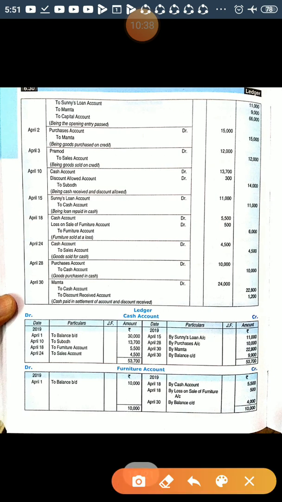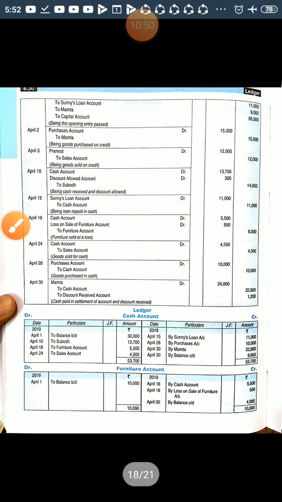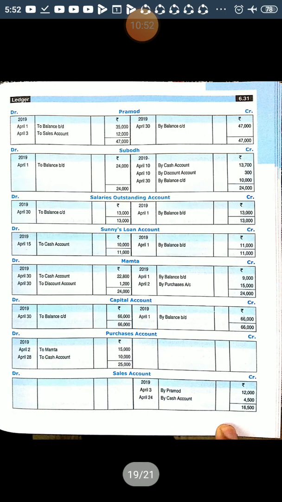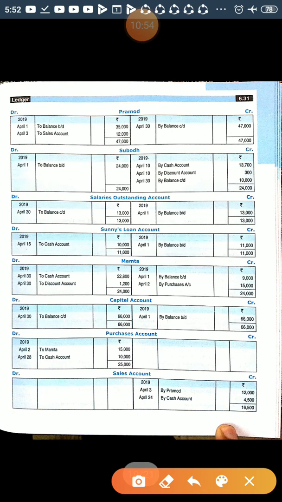Now, I'm talking about purchase account. We have already done one posting. Second, there is purchase account here, and it is a cash purchase. Purchase was debited. So on the debit side of the purchase account, we will write to cash 10,000. After that, there is no other entry related to purchase.